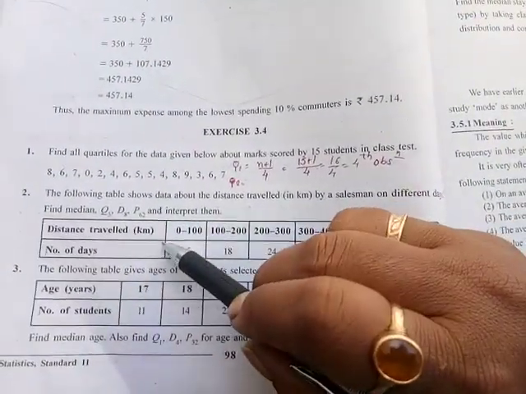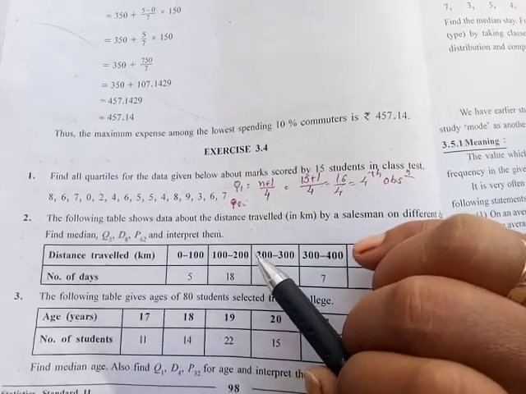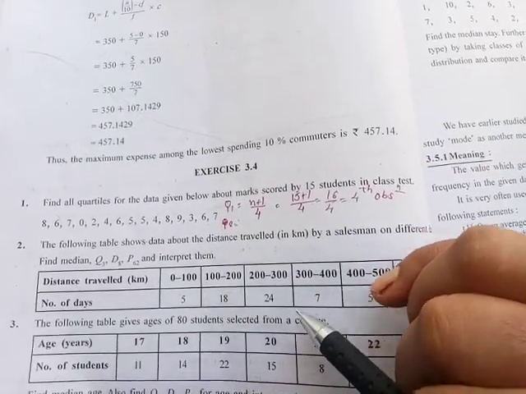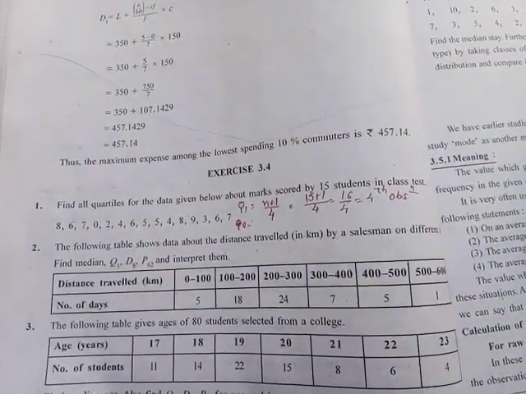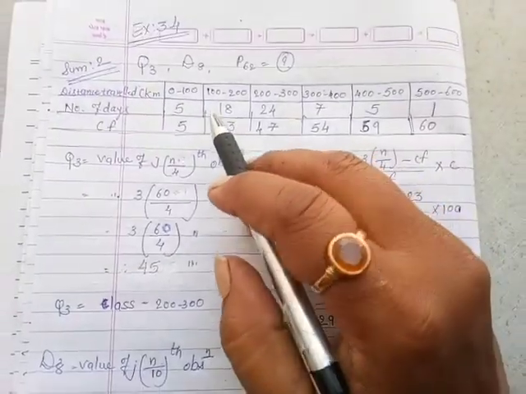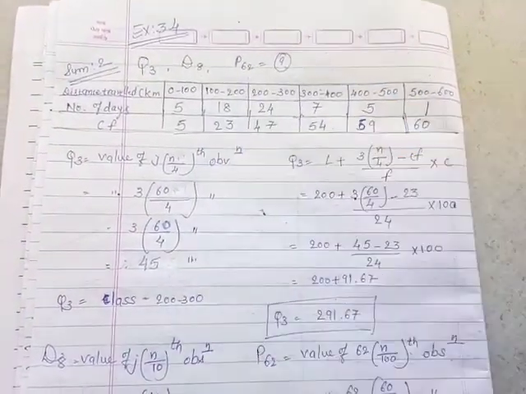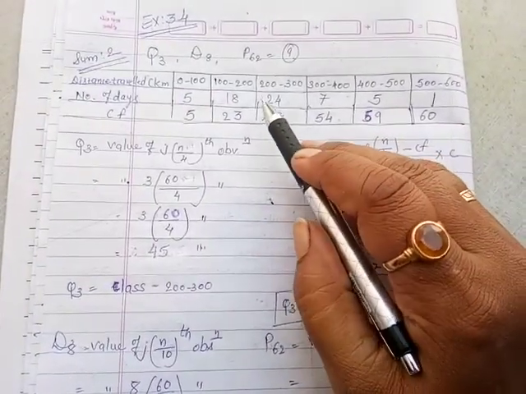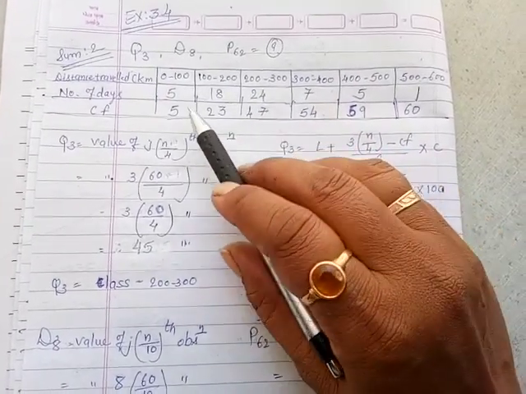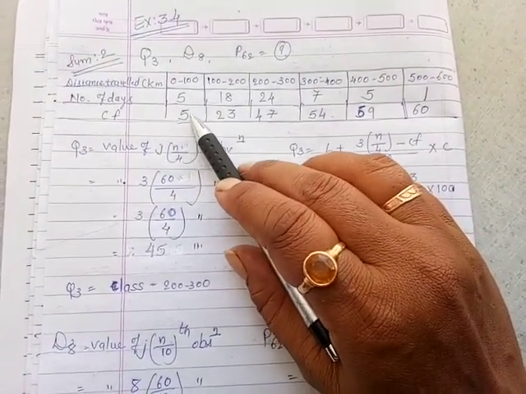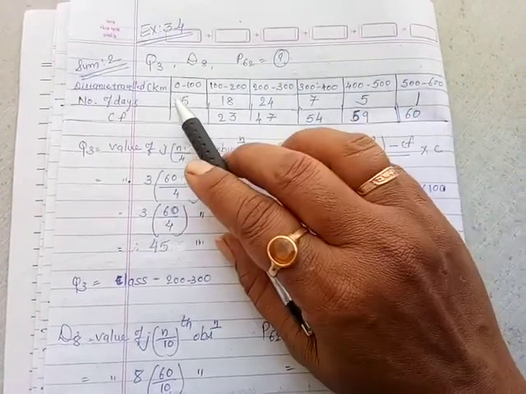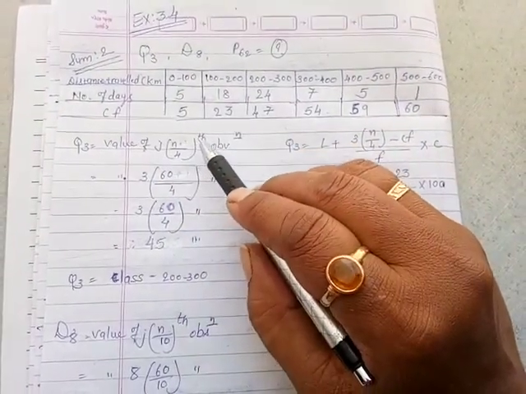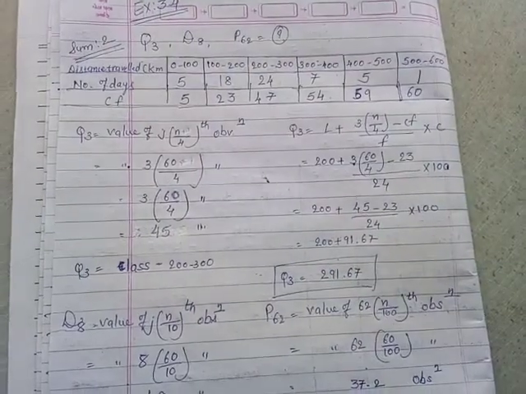First of all, distance traveled in kilometers is continuous. See here the classes, so a continuous frequency distribution is given, and the number of days is given. So now let's start the sum. D3, D8 and P62 are given to solve. In this table we do not have to do much working, we only have to find the cumulative frequency, that is CF. Class intervals and number of days are written.